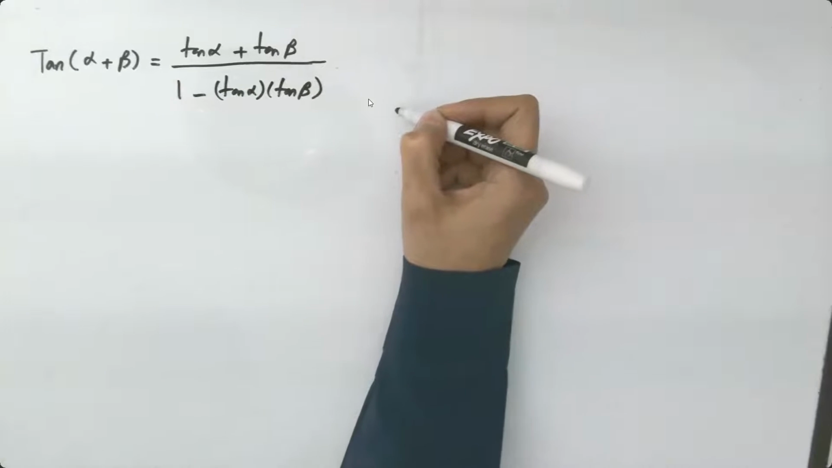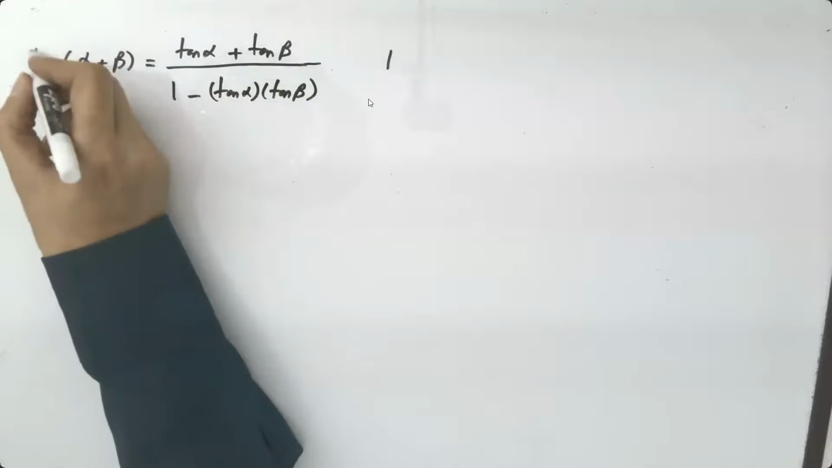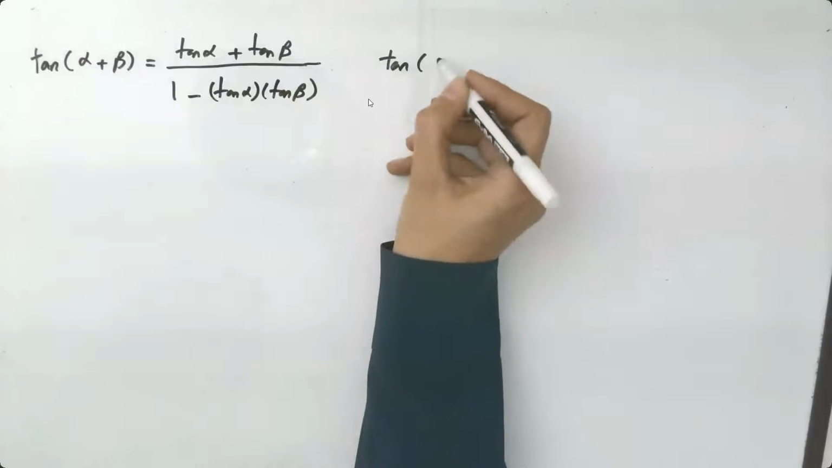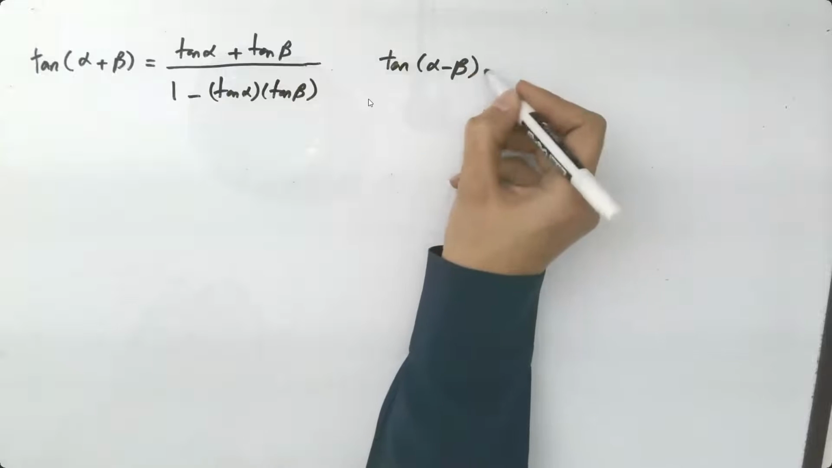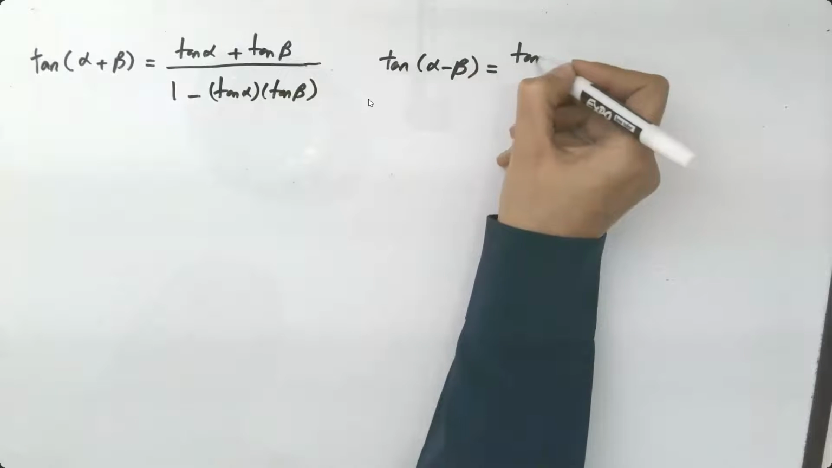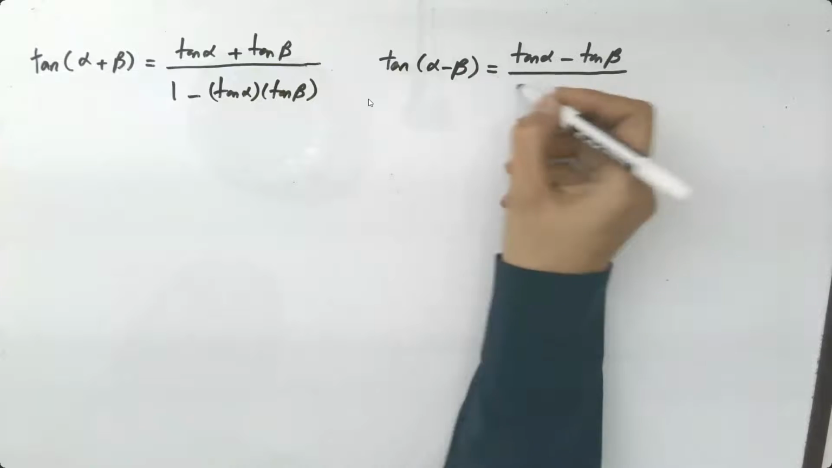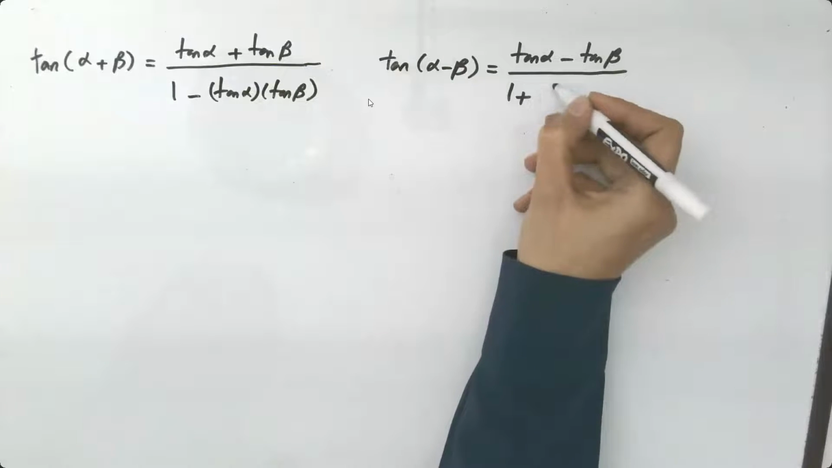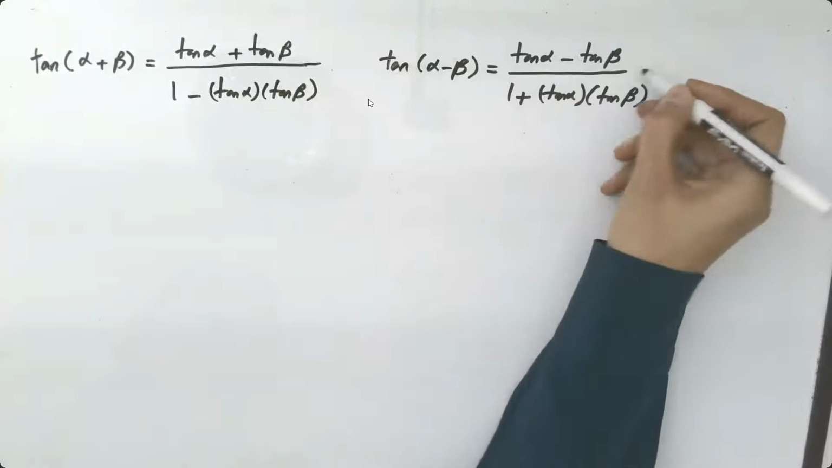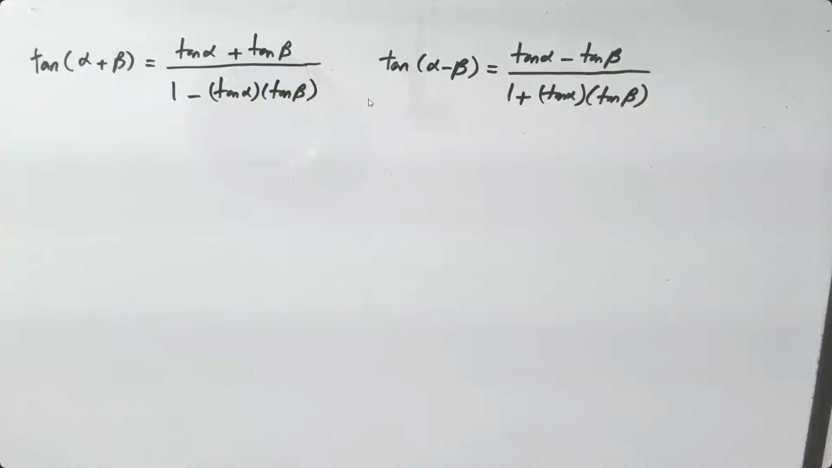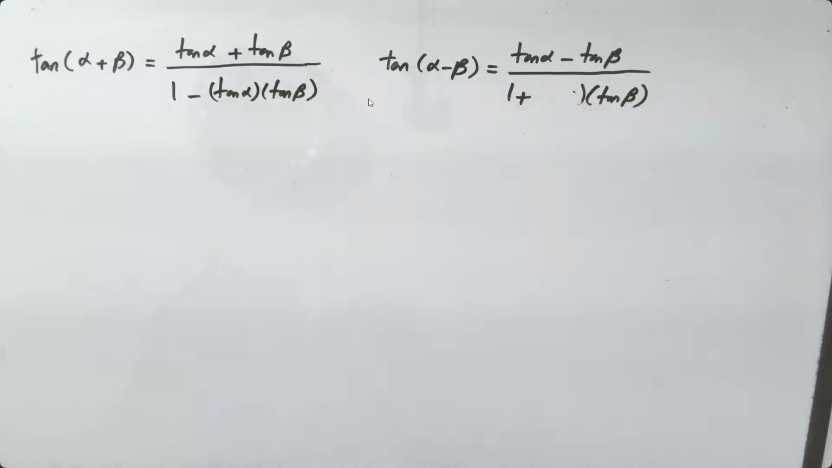Okay, what if I have subtraction? Tangent of alpha minus beta. Now, if you have subtraction between two angles, this is tangent of alpha minus tangent of beta divided by 1 plus tangent of alpha times tangent of beta. Very good. So this is for tangent.